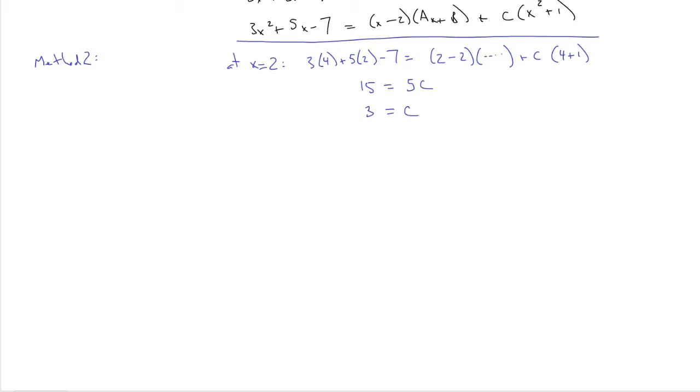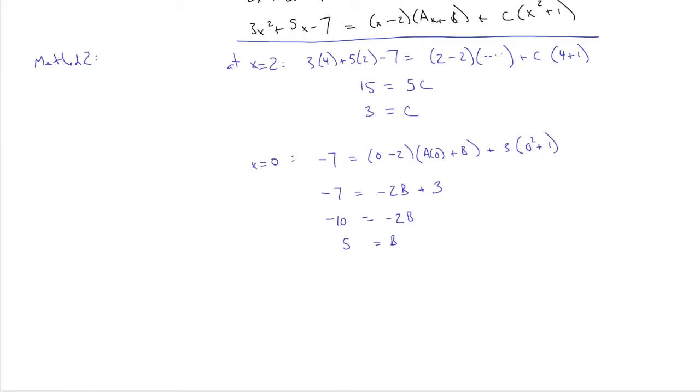And then you keep going like that. Turns out there's another value of x that we can pick that will make this a little bit simpler. If we look at what happens at x equals 0, then on the left we just get negative 7, and on the right we get 0 minus 2 times a times 0 plus b, so that's the nice part, that a is going to go away. And then we already know that c is equal to 3, so there's a 3 there, times 0 squared plus 1. And when we simplify, we get that negative 7 is equal to negative 2b plus 3, which after a very little bit of algebra gives you once again that b is equal to 5.